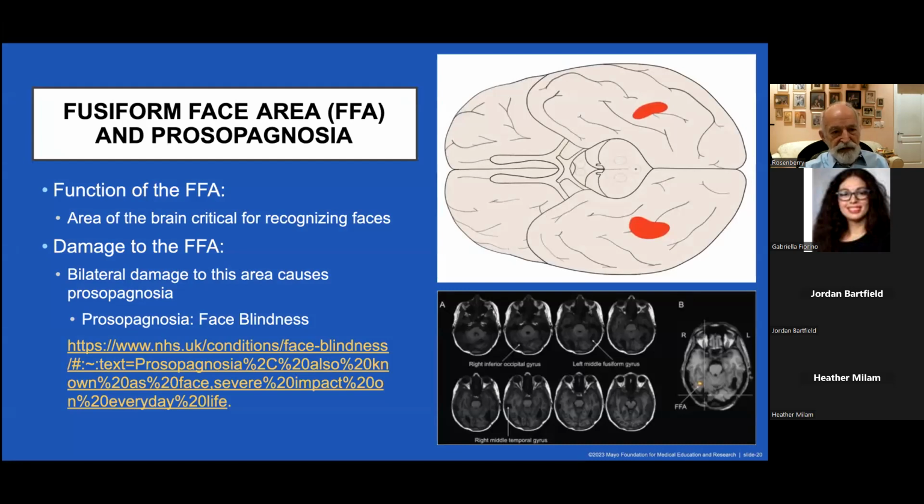Another area is the fusiform area, which is responsible for the recognition of faces. Damage to this region results in a disease called prosopagnosia, face blindness. You don't recognize individuals by their complex faces. Next slide.